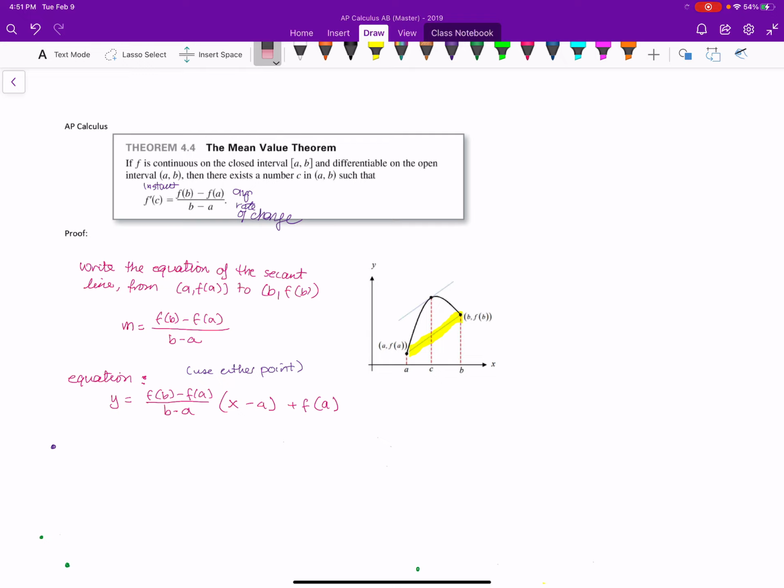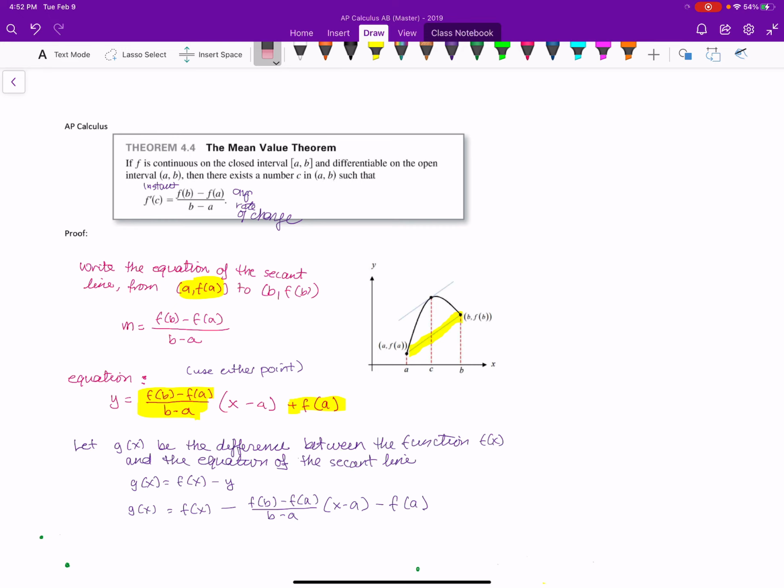Then, writing the equation for the line, I just used one of the 2 points. I used a and f of a, this point right here, highlighting that. But you could have used the other one. It doesn't really matter. We have the slope of the line. Then I did point slope form, not slope intercept form, and then moved the y to the other side. That's why we ended up with a plus f of a on the other side.